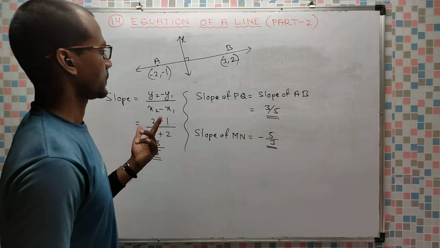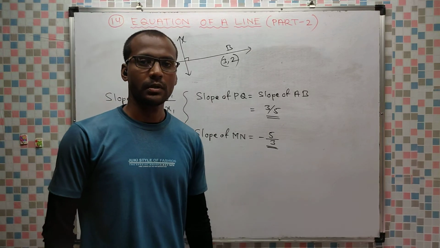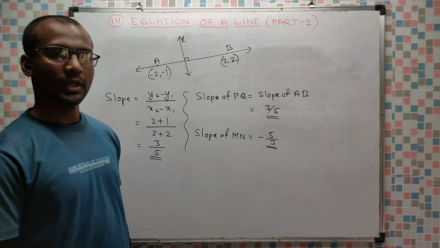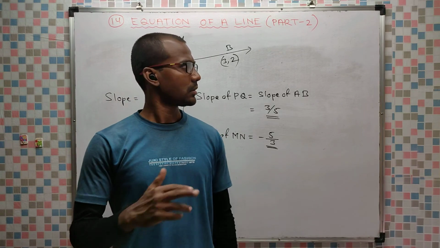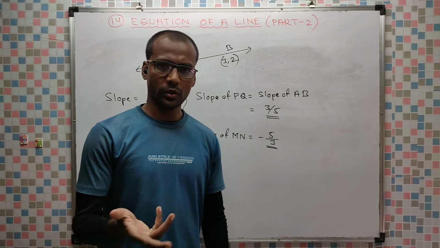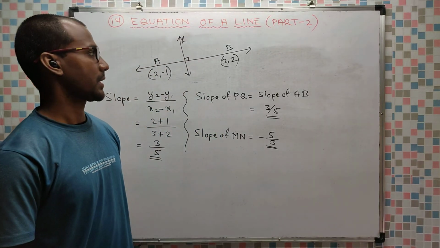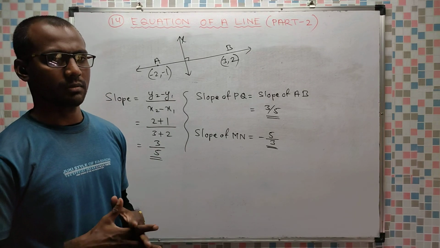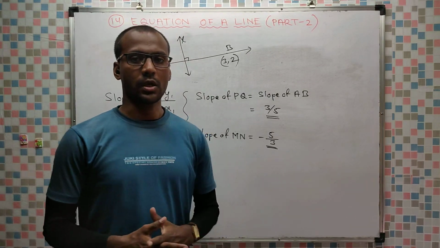So this is the basics. This is about slope of a line. So in this part we have studied about angle of inclination, then gradient or slope of a line. In the next part I will move to equation of a line. There are some more concepts. I hope you have understood.